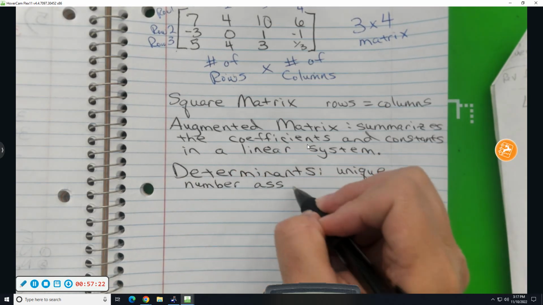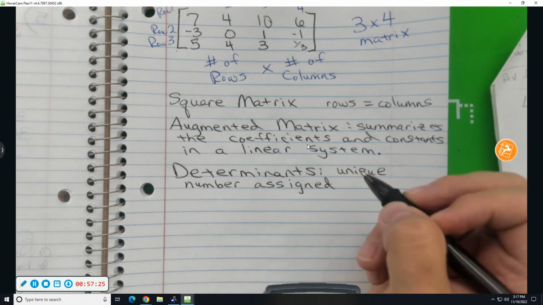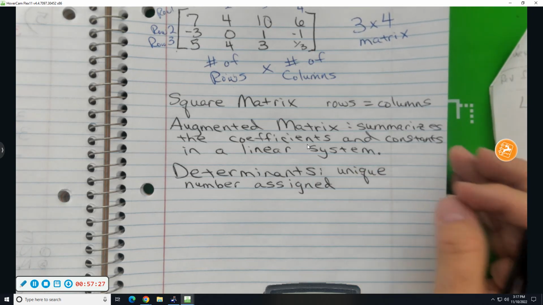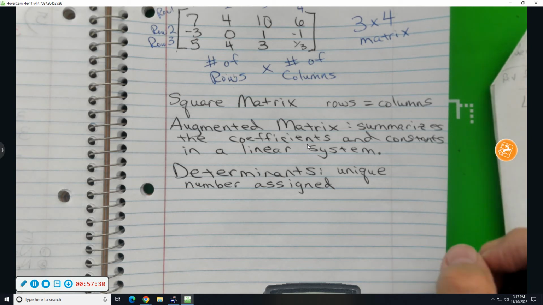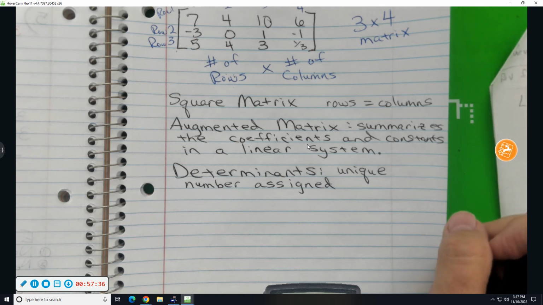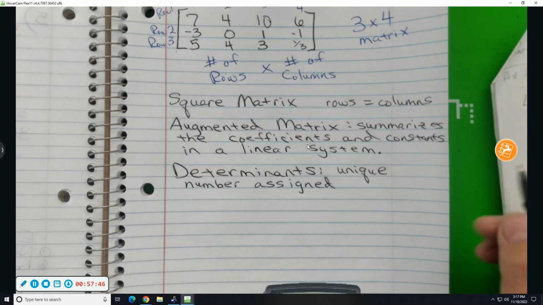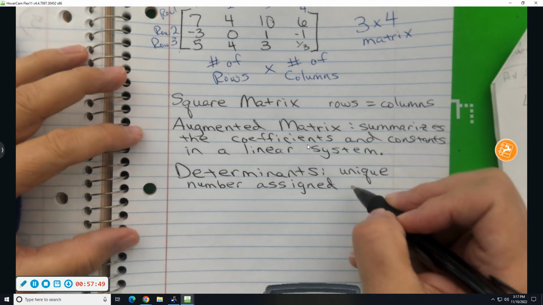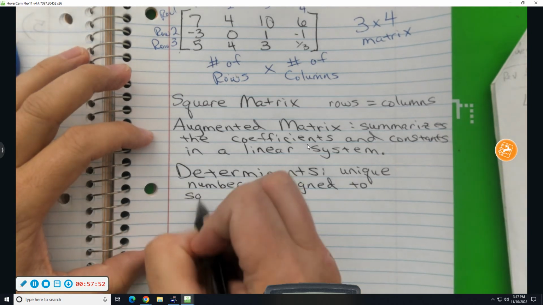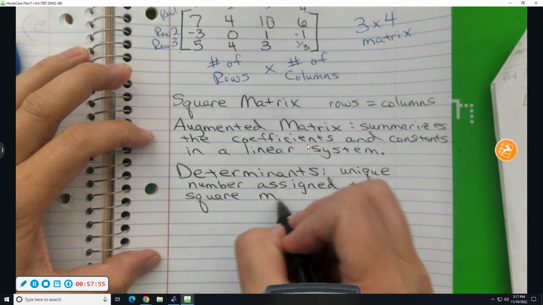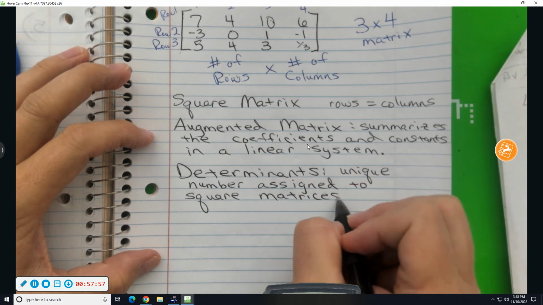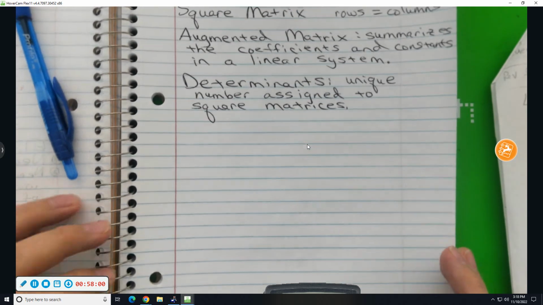The funny thing is that if you take a linear algebra course, the properties of determinants are amazingly similar to the properties of absolute value. You have a triangle inequality, almost every absolute value inequality property can be applied to matrices using determinants. But for our purposes, we just need to know that it's a unique number assigned to square matrices. We're going to find 2 by 2 and 3 by 3 determinants.